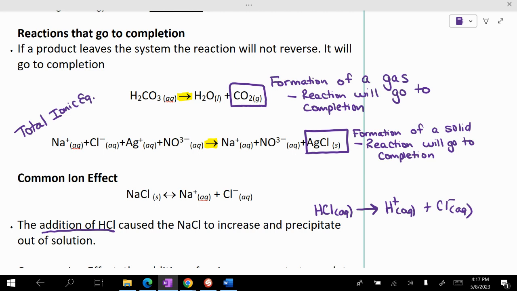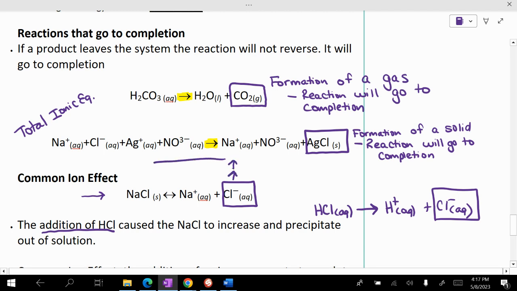And so if I look at this system here, this ionization, I have chloride ions here and I have chloride ions here. I'm adding a common ion. I'm adding chloride ions. So if you add something, thinking about Le Chatelier's principle, it's going to go up, up, and shift away. And so you're going to have the sodium chloride precipitate or fall out of solution.